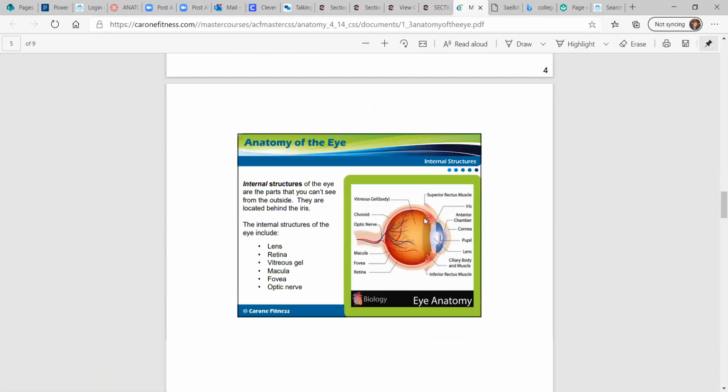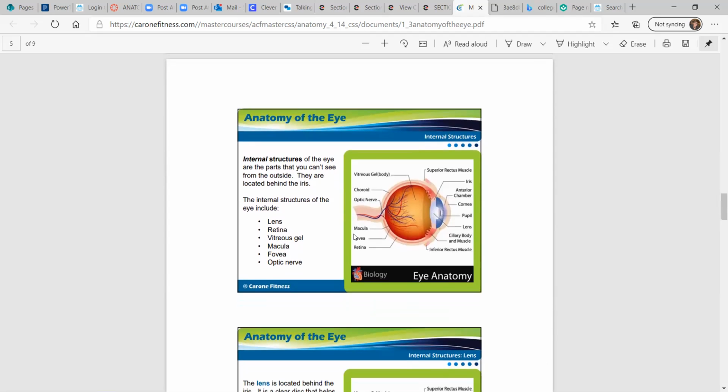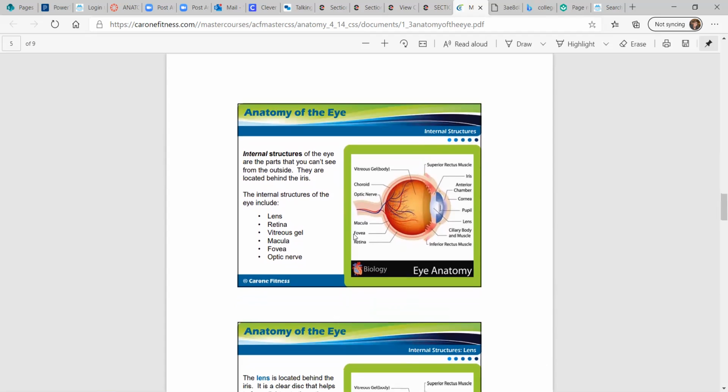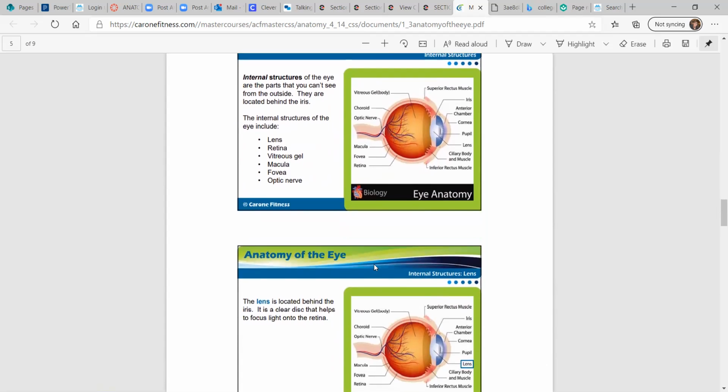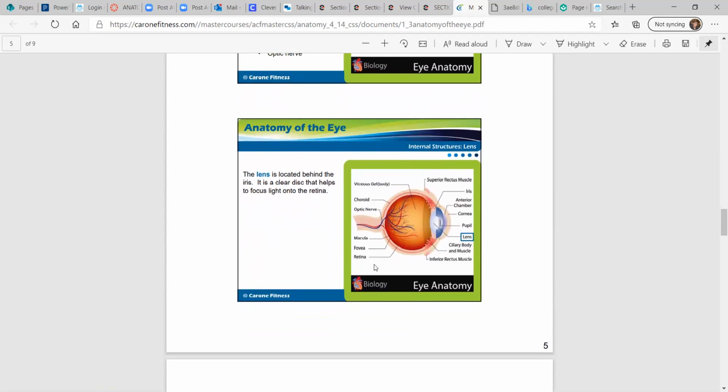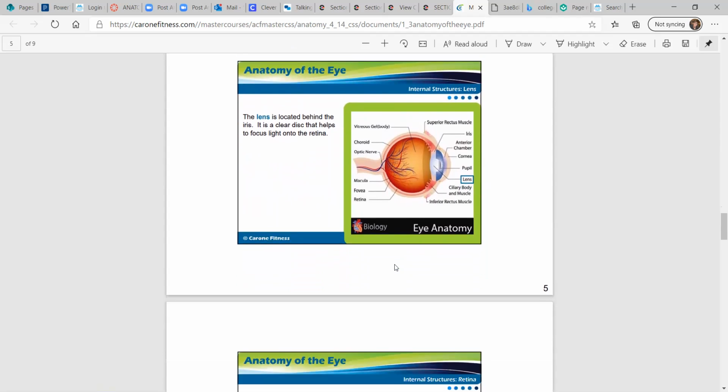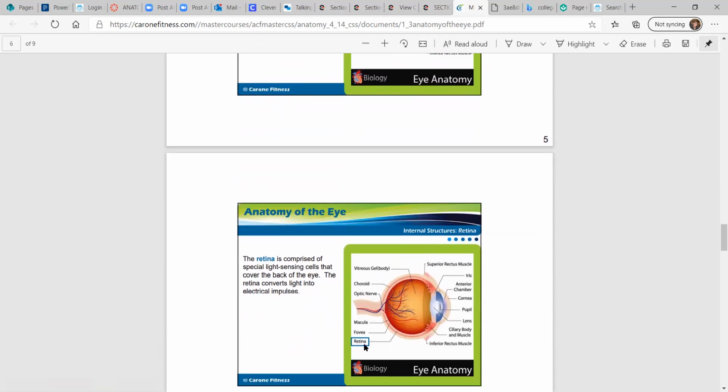And then on the inside of your eye, there are things behind that iris. And these consist of the lens, the retina, the vitreous gel, the macula, the fovea, and the optic nerve. And you can see that all labeled here. The lens is located behind the iris, and it's a clear disc that helps focus light onto your retina. So right here, you see that disc? Helps focus light onto the retina. And your retina right here is comprised of light sensing cells that cover the back of your eye. And this retina converts that light into the electrical impulses we were talking about.